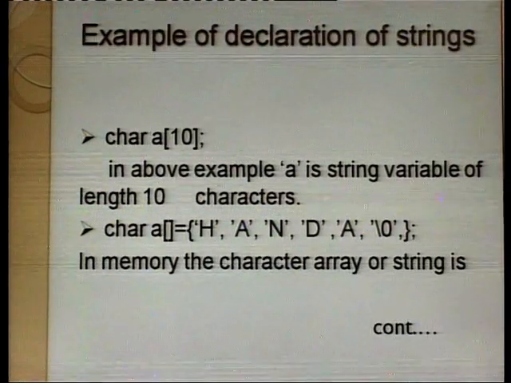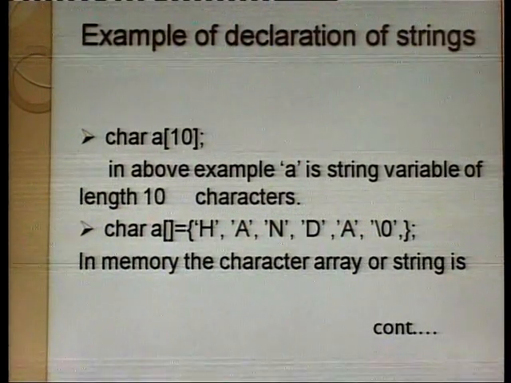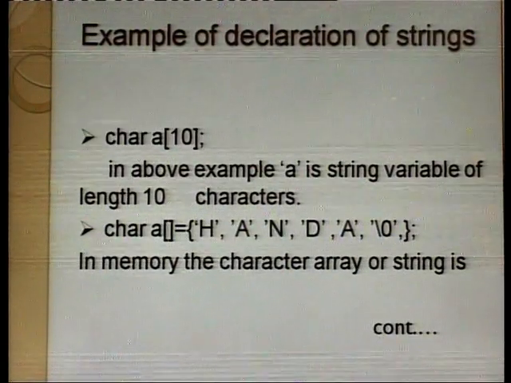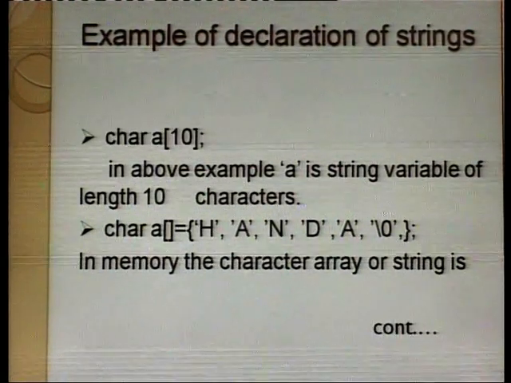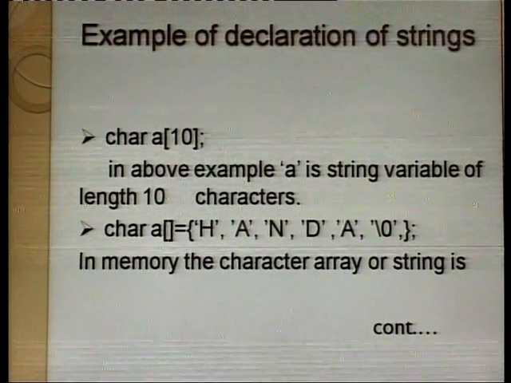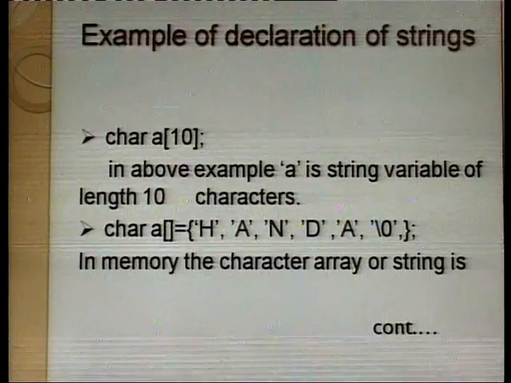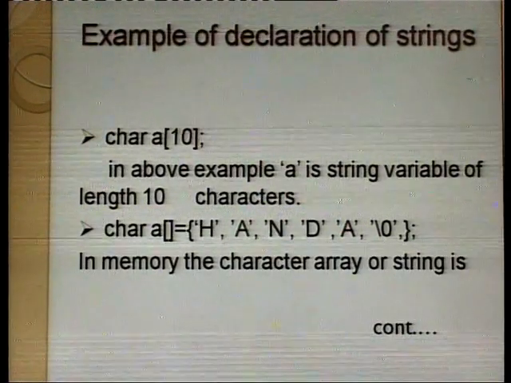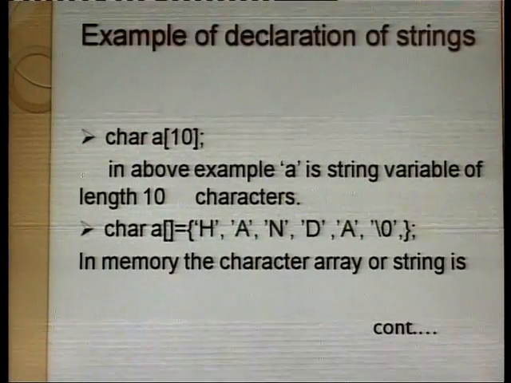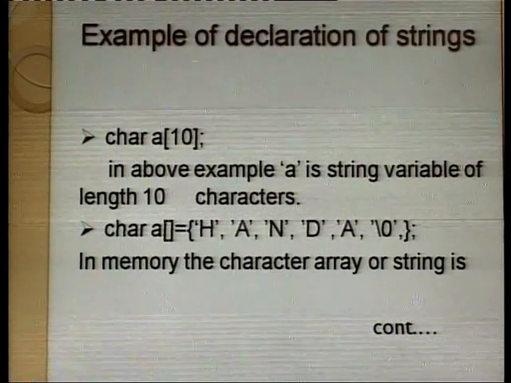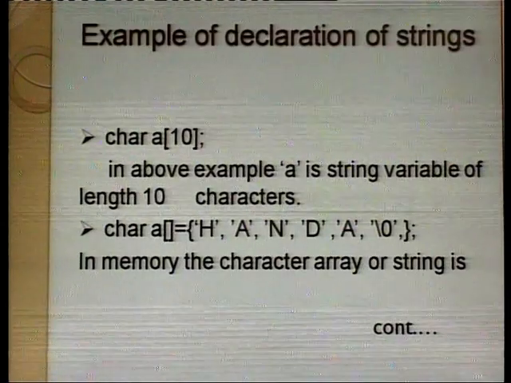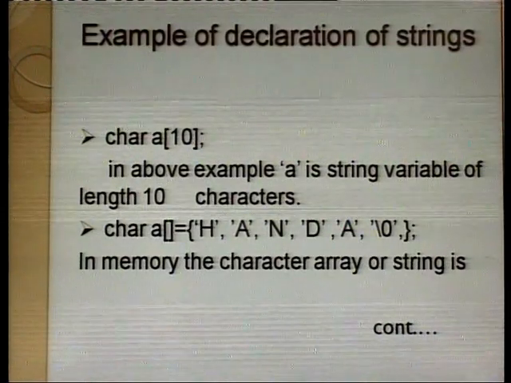In the second example, that is char a[]. Here we have not defined the size of the array, but as such in the declaration part, we initialize the array with the values. In such a case, the array size is assigned according to the string. As such, in this variable a, there are 5 characters, that is handa, and then \0, that is the null character, that means end of string.